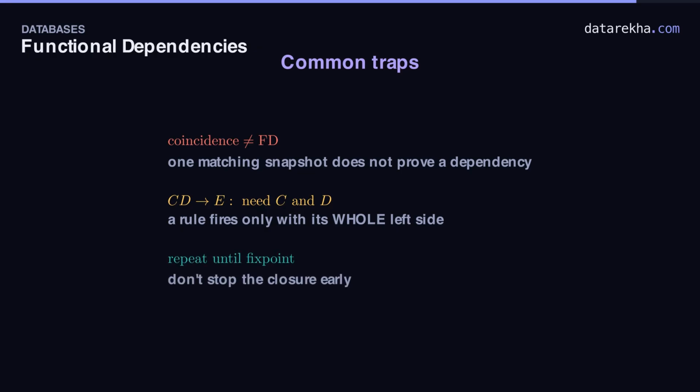Trap 3. Stopping too soon. Keep sweeping until a full pass adds nothing. Chains like A gives B, B gives C, C gives D need several rounds. Quit early, and your closure comes out too small. And trap 4. A reminder. X arrow Y is implied precisely when Y is inside X plus, and X is a super key precisely when X plus is the whole table. Almost every dependency question is a closure in disguise.